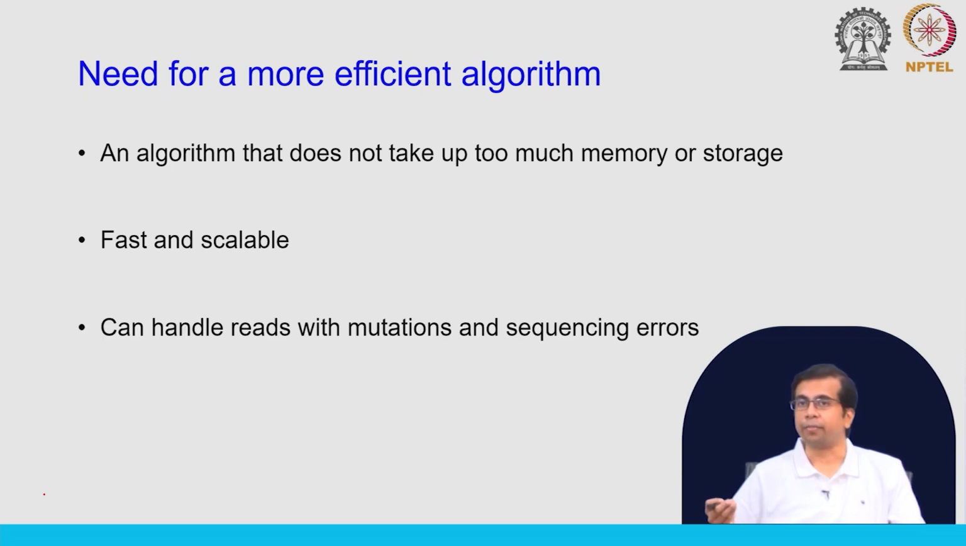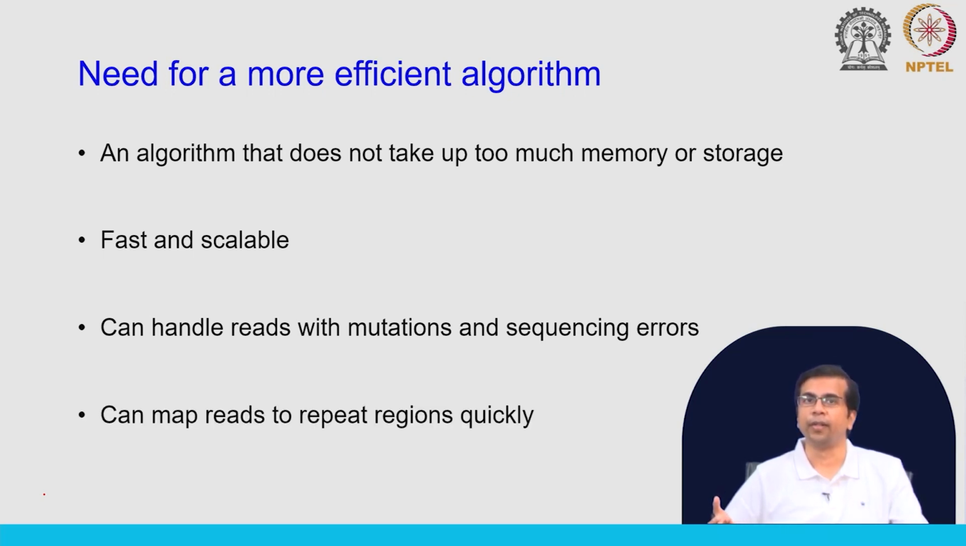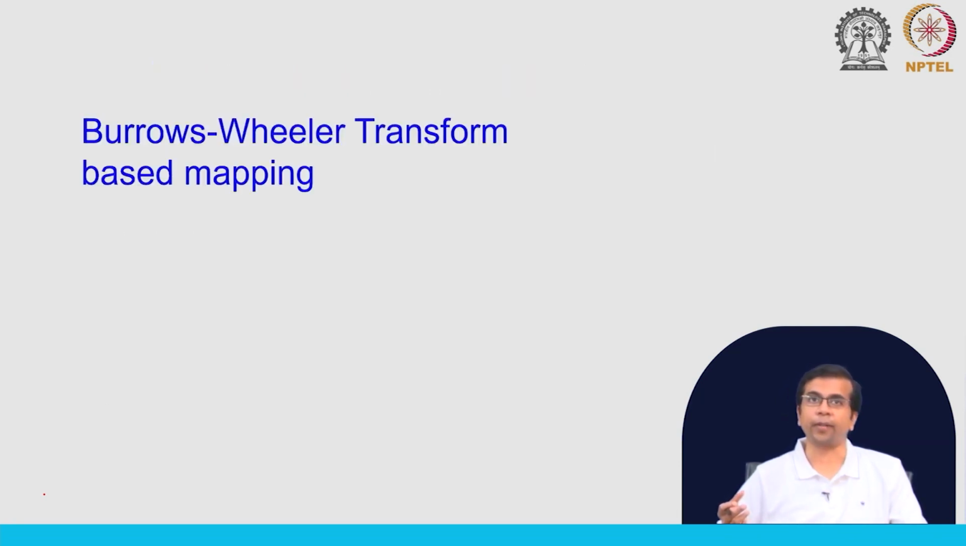And of course, this method should be able to handle reads with mutations and sequencing errors, because this is part and parcel of next generation sequencing data. So, you will have reads with sequencing errors and mutations, and it should also be able to map reads to repeat regions quickly. It should not take too much time to do this process. So, can we design this kind of algorithm, or is there an algorithm that can do that?